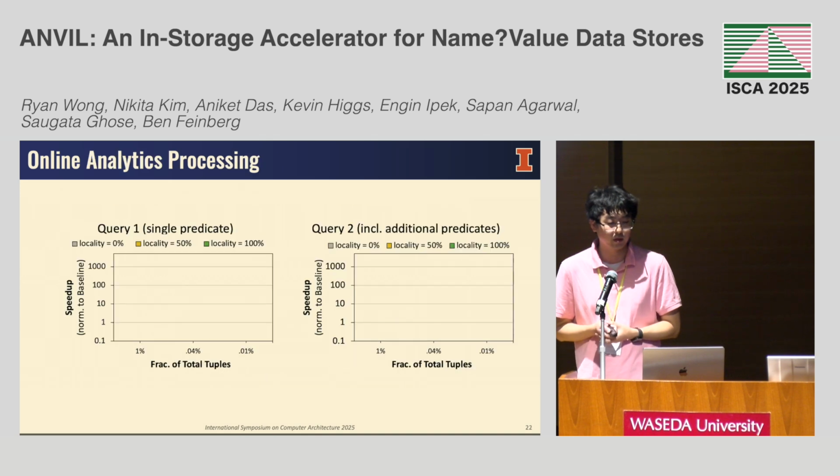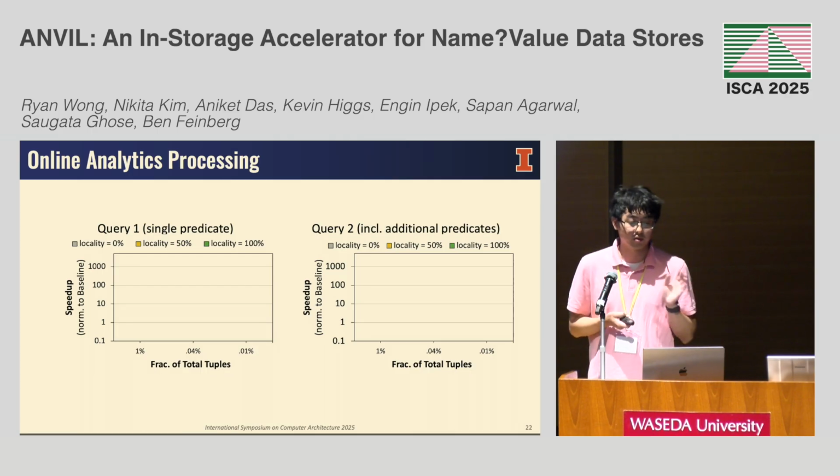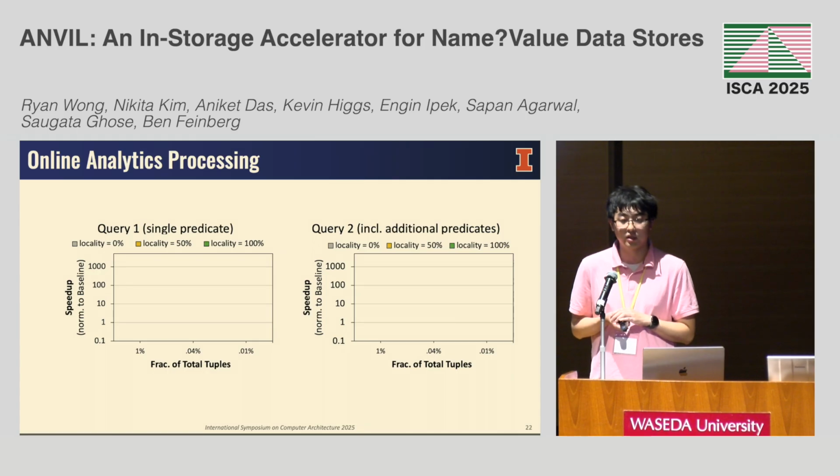When we look at online analytics processing, we look at the speedup as a function of the fraction of total tuples that match a given query. And we also analyzed 2 different queries, query 1 and query 2, in which query 1 has a single search predicate or condition, and query 2 includes additional predicates in the form of ANDs and ORs.